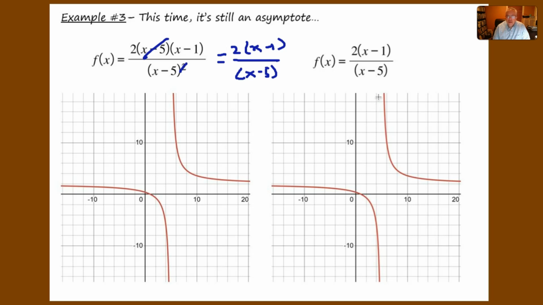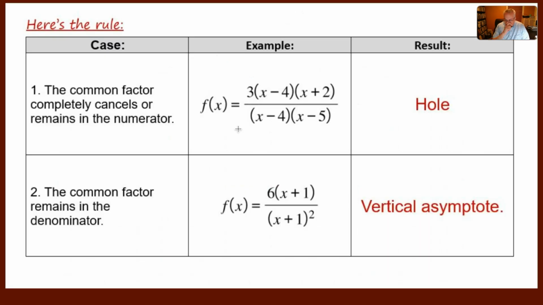This one has a vertical asymptote at 5, which is about right here. So the simplified function's undefined at 5, and it turns out, well, so is this one. This one's going to have an asymptote also. So when the factors cancel but some remain in the denominator, like here, the x minus 5 remained in the denominator, they're both going to have a vertical asymptote. These functions are identical.